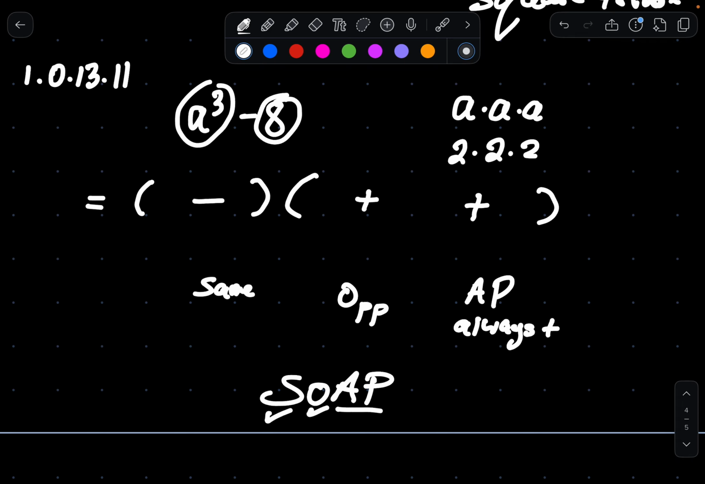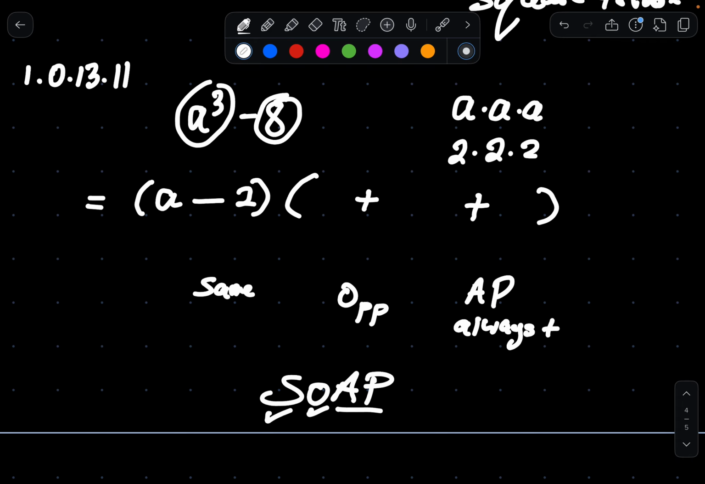And then to get the term here, you just cube root this. What is cube root of a cubed? I already broke it down. Cube root of a cubed is a. And then let's cube root the 8. The cube root of 8 is 2, because 8 is 2 times 2 times 2. Then we find, right? Here is 2.